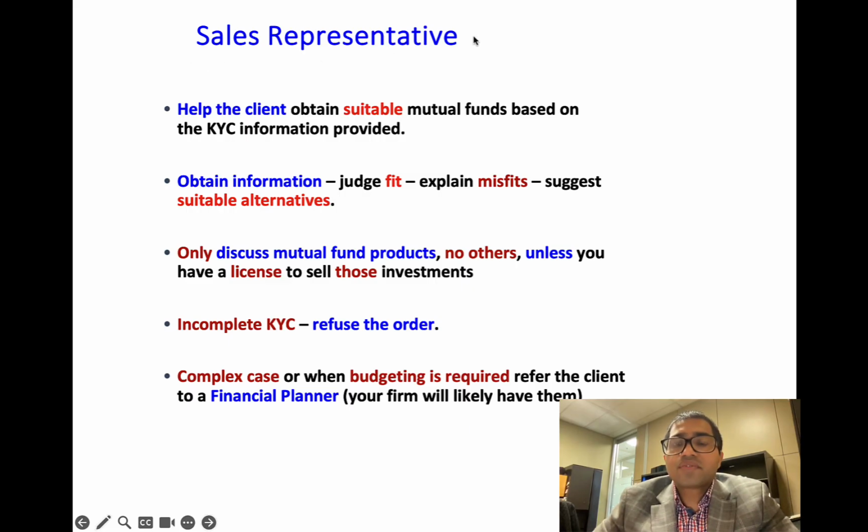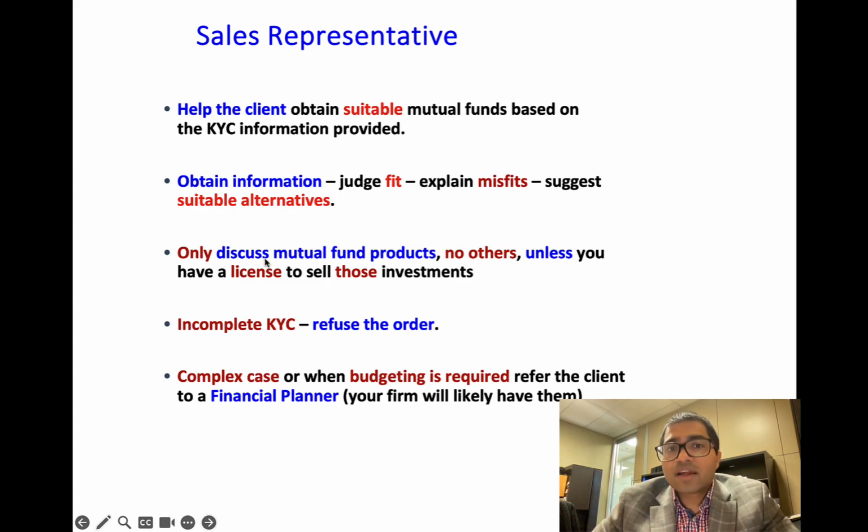So what is a mutual fund sales representative? They are the people who hold the license to advise on mutual funds. They help the client obtain suitable mutual funds based on the information that the client has provided. You obtain information, judge the fit, explain what doesn't fit, suggest suitable alternatives. Okay, this is very important.